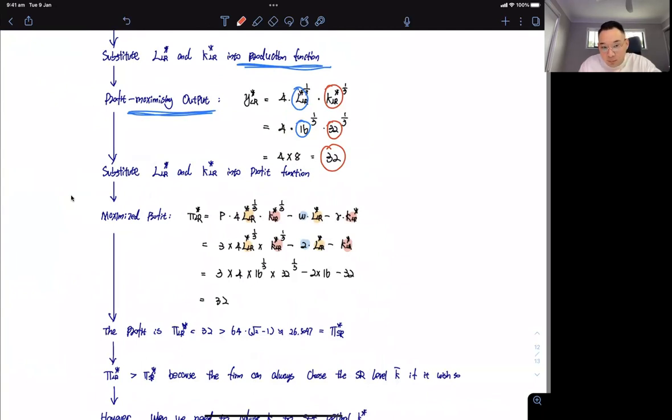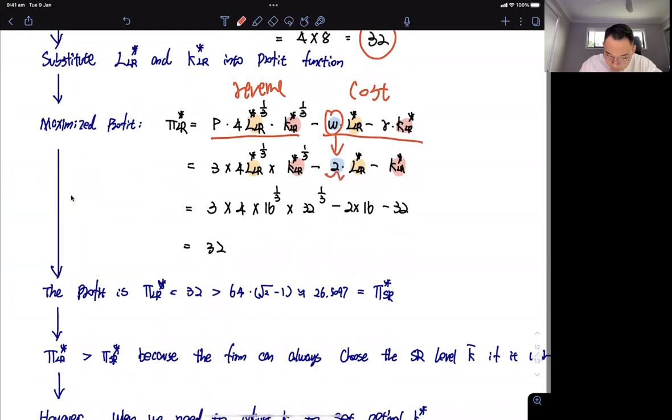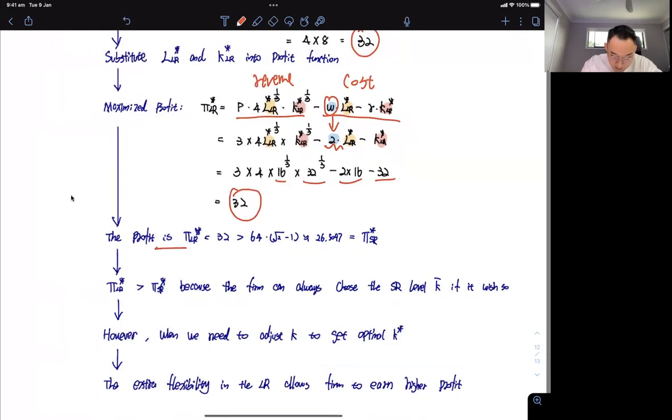Next, we have the maximized profit, okay? So we simply plug this into the profit function. Again, this is revenue minus the cost. Remember, the wage rate is no longer 1 because it is 2 now. So plugging in all the numbers, 3 times 4 times 16 to the power of 1/3 times 32 to the power of 1/3, minus 2 times 16, minus 32, is 32, okay? So the profit, pi LR star, equals 32, which is obviously greater than 64 times square root of 2 minus 1, which is 26.5097.